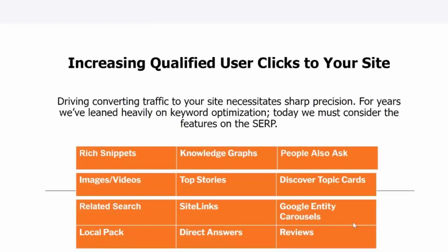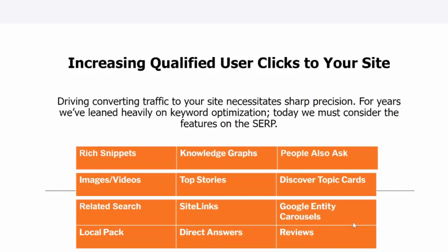So one of the focuses in my contracts is increasing qualified user clicks to the client from the SERPs. We find more and more people, this is just a trend. It's what Google's displaying more, and it's what consumers are responding to more. Here's a table that shows some of the key ones that I like to target.